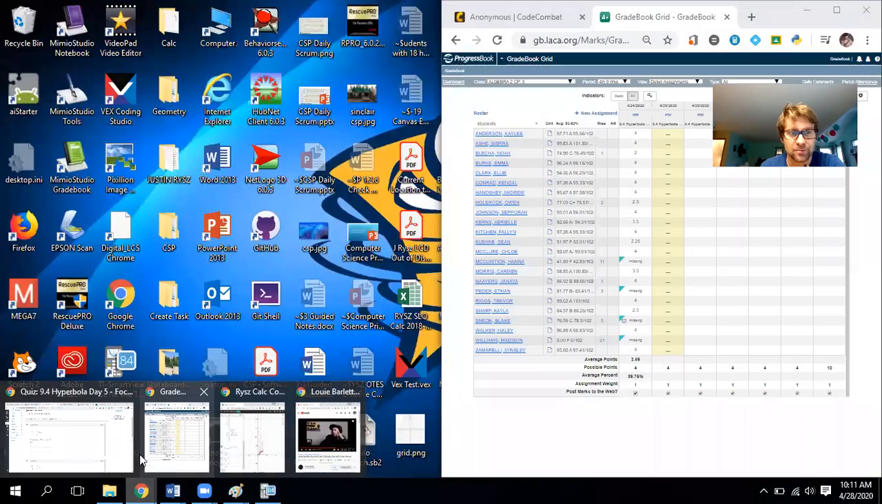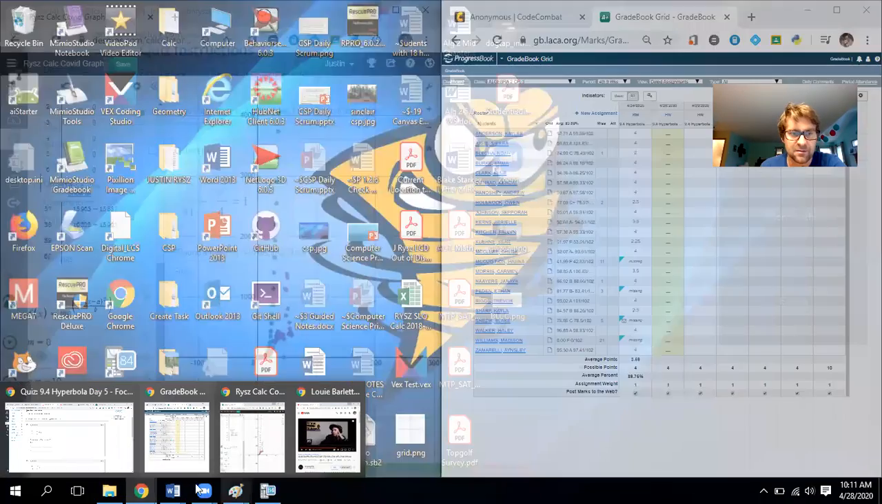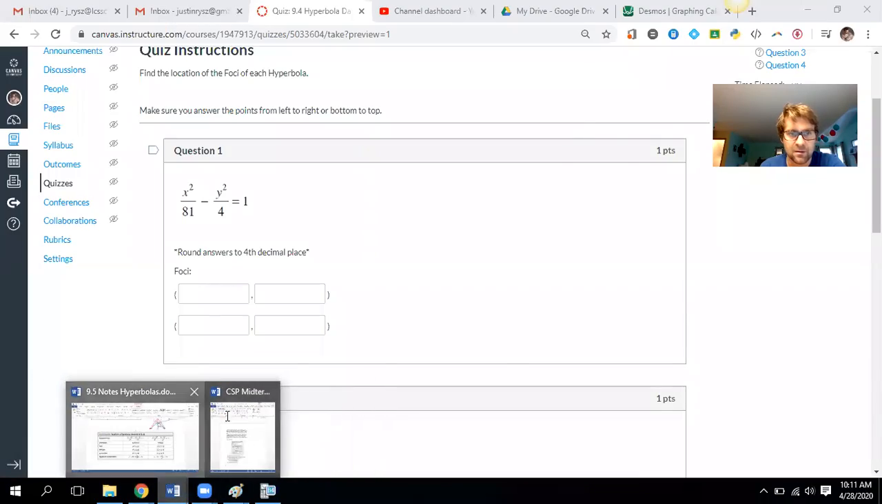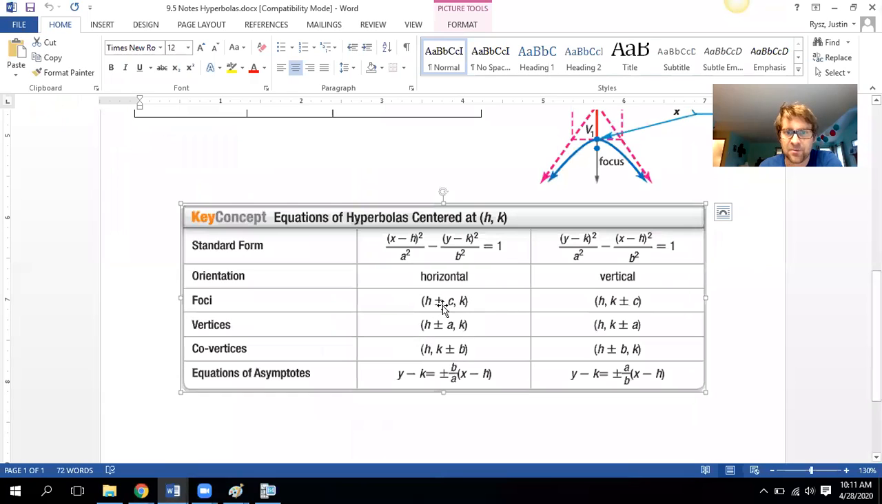So if we look at that here, there we go. We're going to find the foci the same way. We just have this new number here, which will be c, which, remember the Pythagorean theorem, a squared plus b squared equals c squared. So we'll use that. That'd be a little bit more difficult.